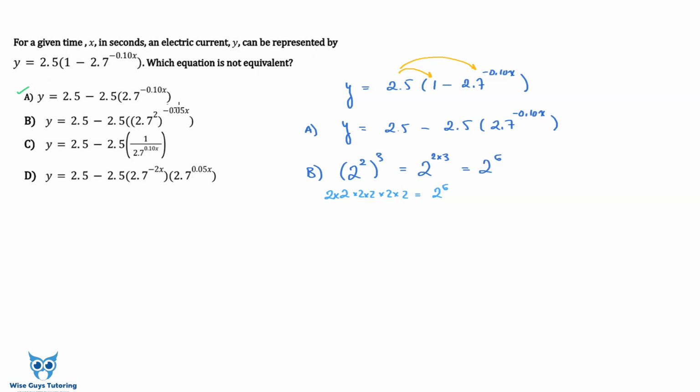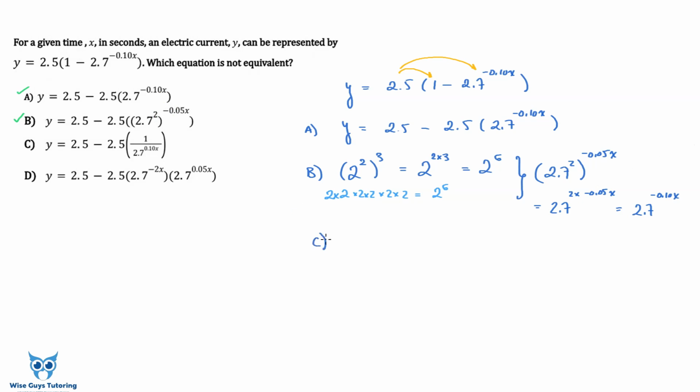So in our case here for B, what happens? You have 2.7 squared to the power of minus 0.05x. So this means we are going to multiply those exponents. So this is equivalent to 2.7 to the power of 2 times minus 0.05x, which is in fact 2.7 to the minus 0.10x. Okay, so again, B is safe. Everything is the same. They just rewrote that exponent in 2 parts, but as we've proved here, it is the same, so B is safe.